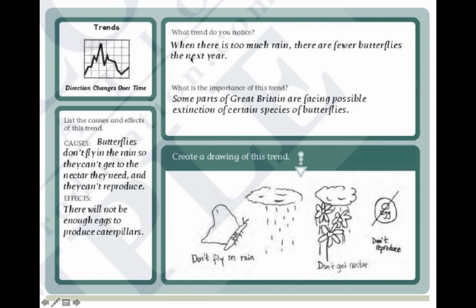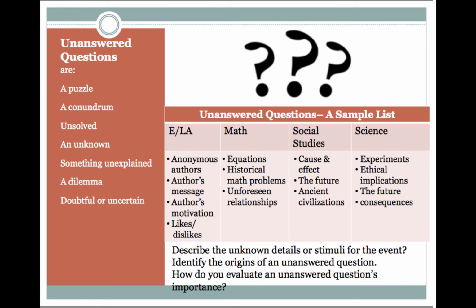Okay. And then here students are expected to discuss the trends that they notice and why this is important. And again, it concludes with having the students create a drawing of the trend that they found. The next icon is unanswered questions. And for this, the three prompts we have are: describe the unknown details or stimuli for the event, identify the origins of an unanswered question, and how do you evaluate an unanswered question's importance.